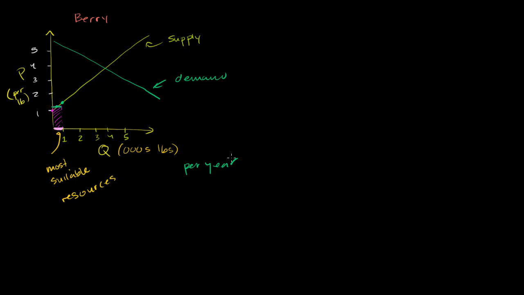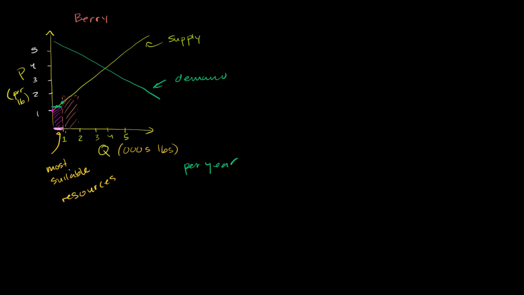They're now going to have labor that is slightly less efficient. They're going to have to take land away that might have been slightly more suitable for other things. So now the opportunity cost for these growers for the next 1,000 pounds is going to be slightly higher. So their opportunity cost is going to be like that, on average, for the next 1,000 pounds.